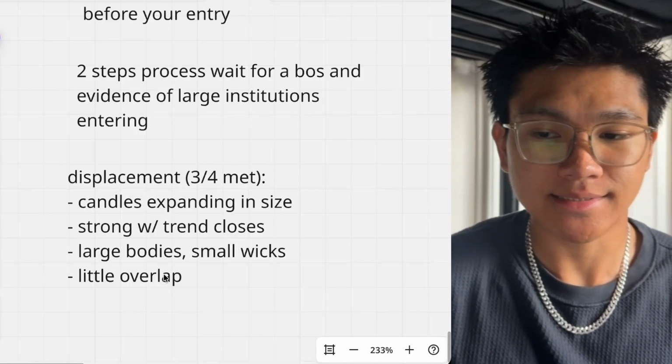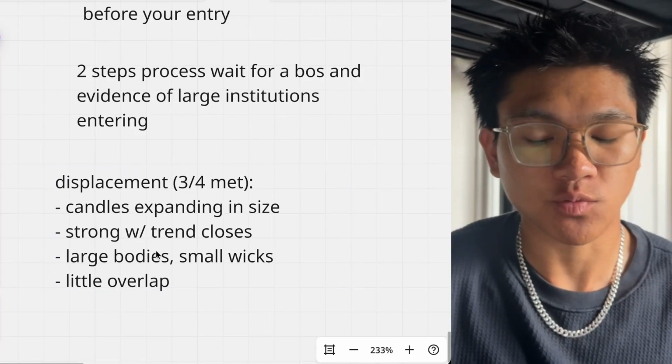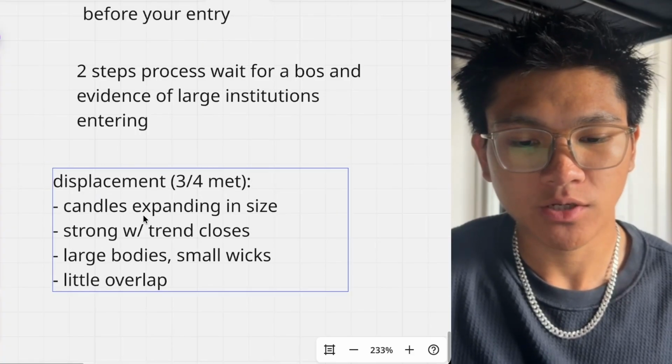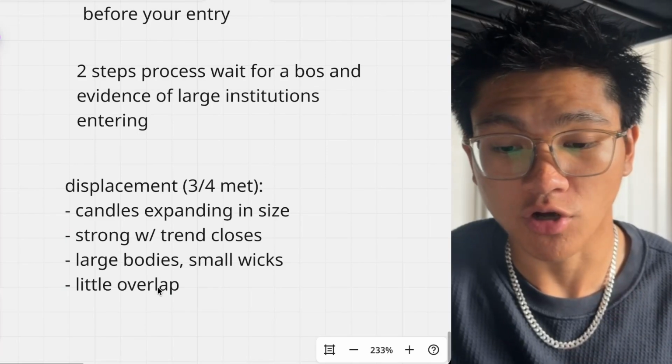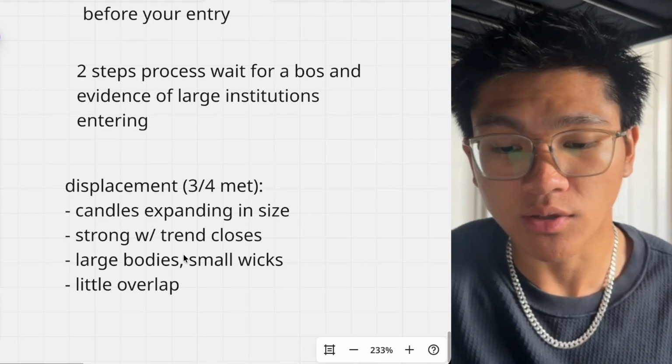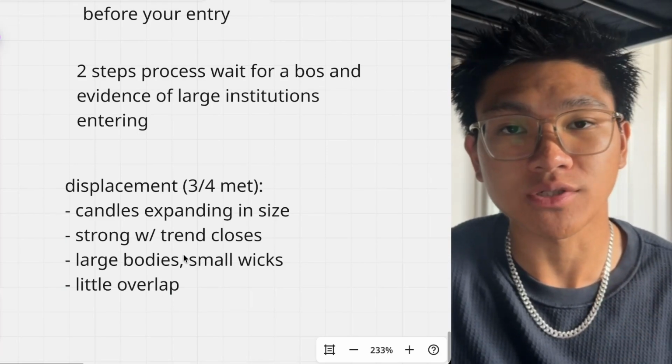So what exactly is displacement? Well, displacement is when it meets at least 3 out of the 4 criteria. Criteria 1 is the candles are expanding in size. Number 2, they have strong with trend closes. Number 3, there are large bodies and small wicks. And number 4, there is little overlap.